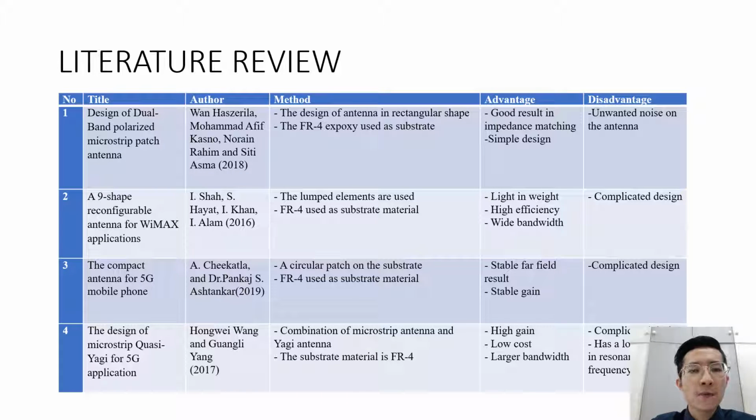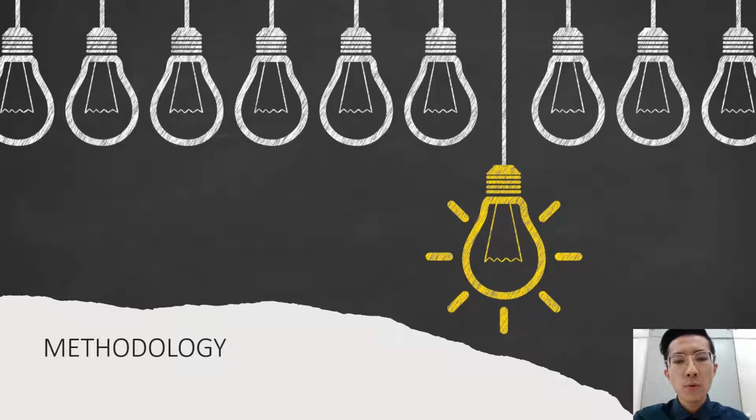In the matter of the fourth article, a combination of microstrip antenna and Yagi antenna. The substrate material is FR4. The antenna produces high gain, low cost, larger bandwidth, but the antenna is a complicated design, and has a low value in resonant frequency. Let us move on to the next part, methodology.